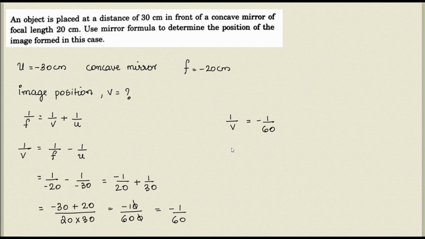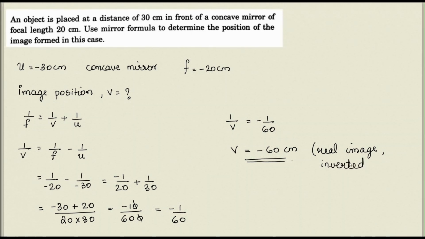What we have to find? We have to find the value for v, the image distance, that is the reciprocal of it, that is minus 60. Don't forget to write its unit, that is centimeter. So the image will be forming at 60 centimeter from the pole of the mirror, and also the image will be formed in front of the mirror. Why? Because it is negative. That means it is a real image. If it is real, definitely it would be inverted. Yes, very good.